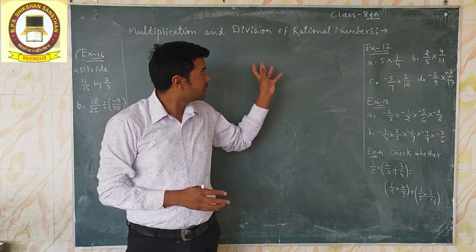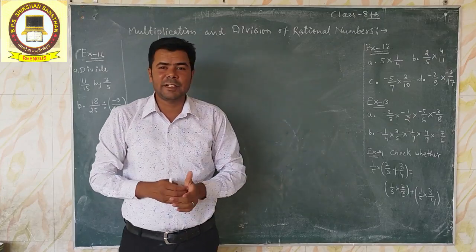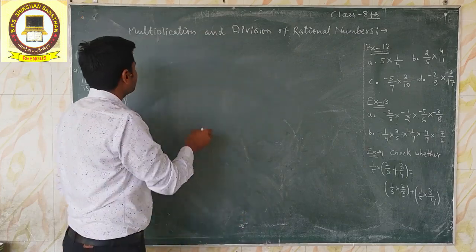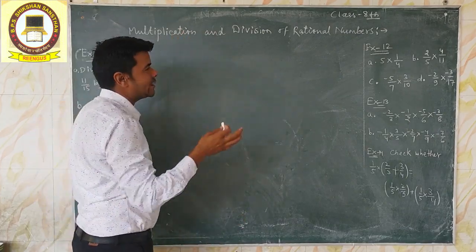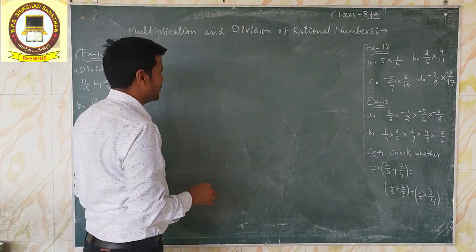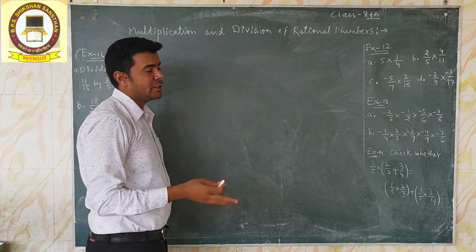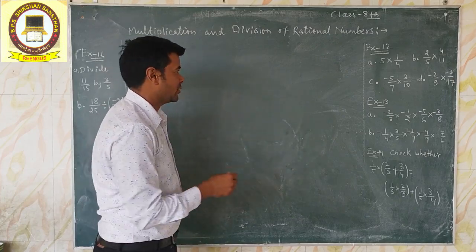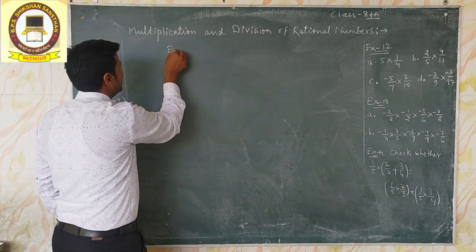Today I am going to teach you how we can multiply or divide rational numbers. It is very simple. I have written some examples and we will see how to do multiplication and division of rational numbers. So first, example 12.